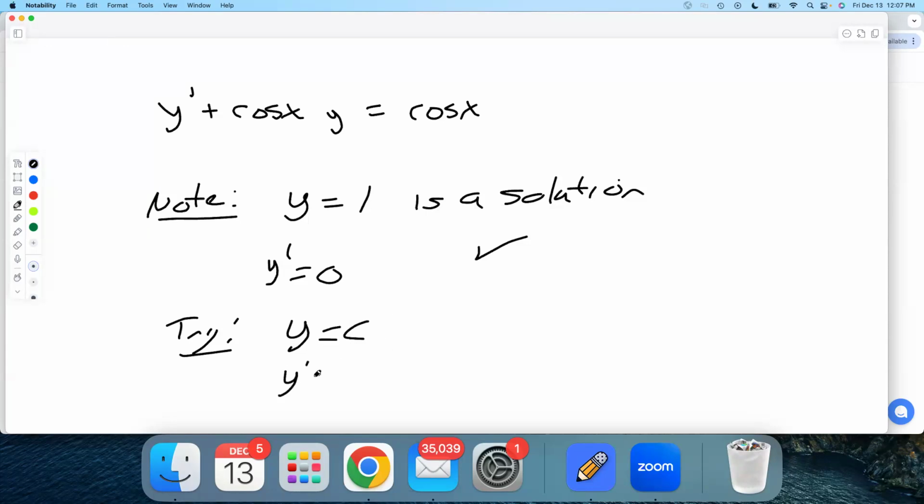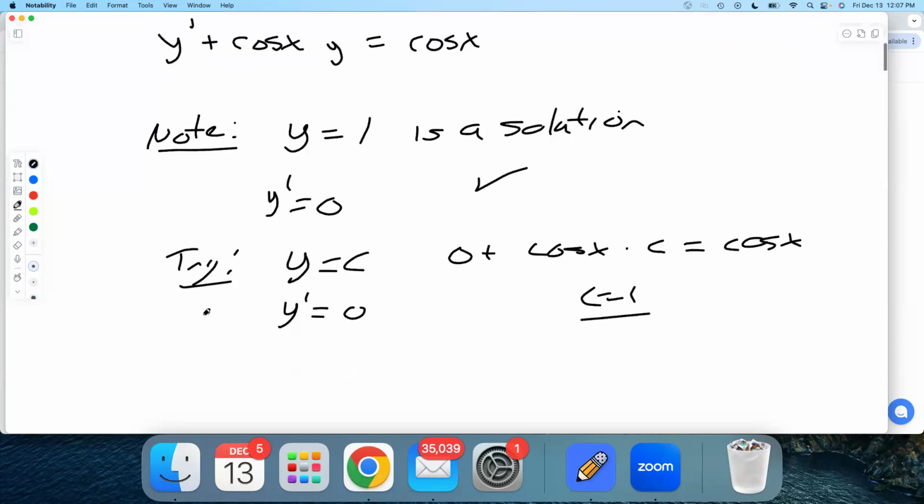But we'll see pretty quickly, derivative of a constant is 0. So I would get here, if I tried to plug that in, 0 plus cosine of x times some constant c must be cosine of x. That's only going to work if c equals 1. So no, if c were 5, that wouldn't work. And you could try other things.